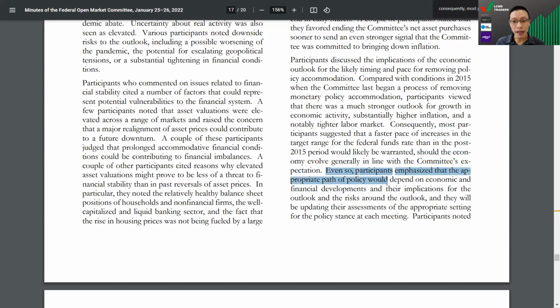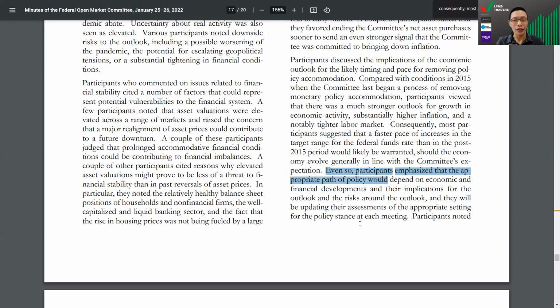And even so, participants emphasized that the appropriate path of policy would depend on economic and financial developments and their implications for the outlook and the risks around the outlook, and they will be updating the assessments of the appropriate setting for the policy stance at each meeting. So what this chunk is trying to say is that the Federal Reserve is open to more aggressive rate hikes in the near future, but it all depends on how the economic recovery progresses. It's a bit of a one step at a time. The Federal Reserve is taking things one step at a time and seeing how it goes.